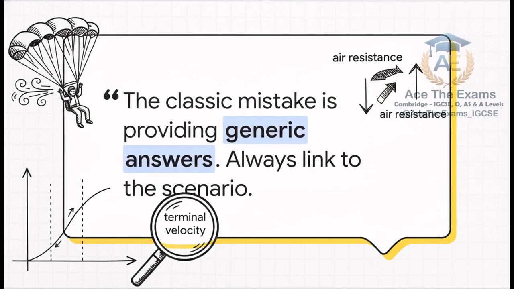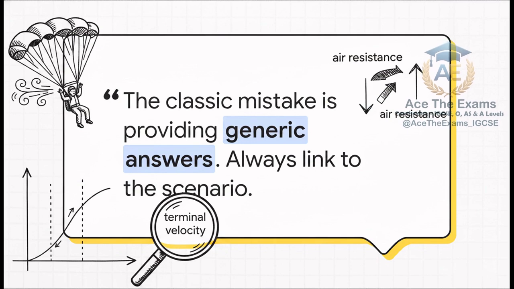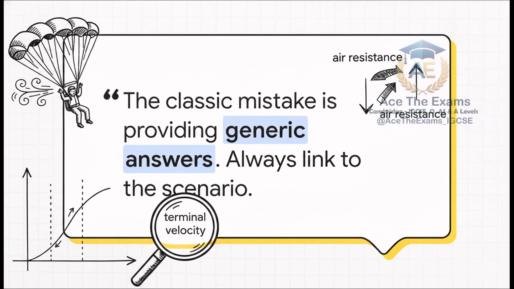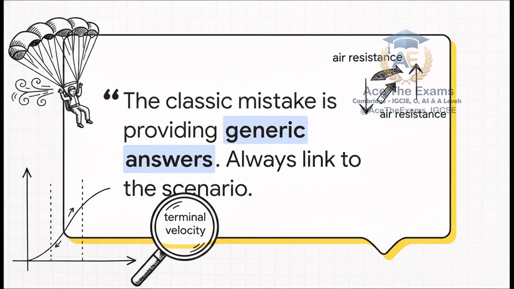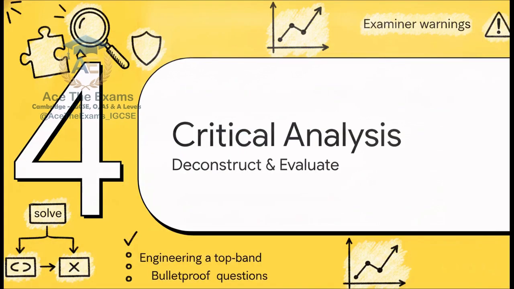I really want you to burn this direct examiner quote right into your memory. Context specificity is the ultimate key to unlocking top marks in data interpretation. Think about it. If the question is about a parachutist falling, your analysis of the velocity time graph cannot just talk about generic objects in motion. No way. You absolutely must explicitly link your evidence-based conclusions to the air resistance and the acceleration of that specific parachutist. That leads us straight into Section 4, deconstruct, solve, and evaluate.